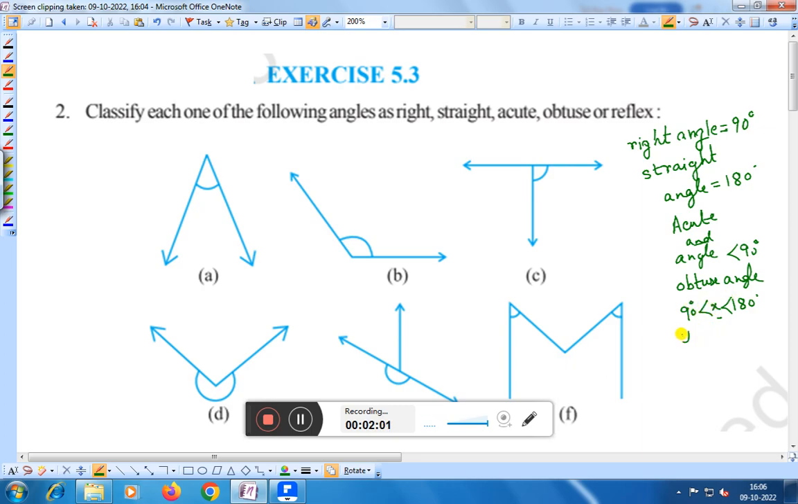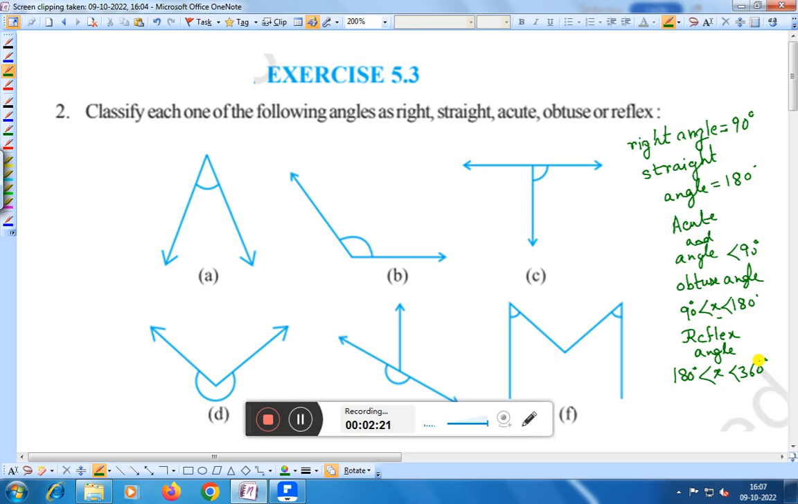Reflex angle. Suppose x is a reflex angle, then it should be greater than 180 degree but less than 360 degree. These are the various definitions of angles, right?